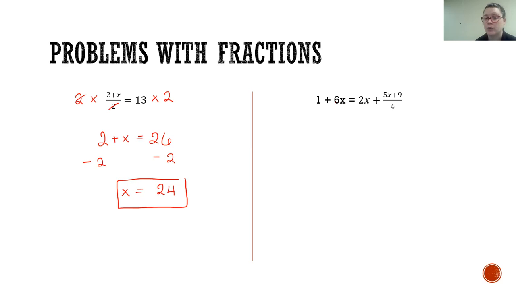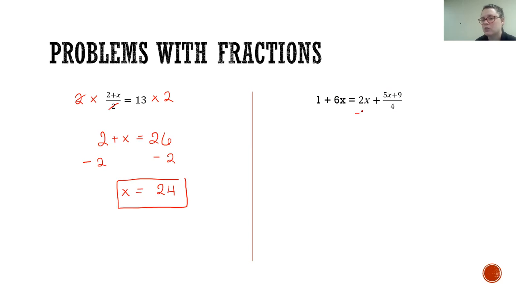Now if we look at the next one, this one is just really ugly looking. But let's go back to some simple pieces. We have x's on this side and a fraction with it. Let's pretend that doesn't exist for a few minutes. Then we have a 1 plus 6x, so I have an x here and a 2x here. Let's combine those terms first.